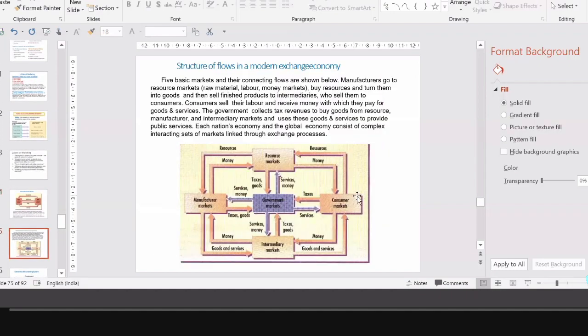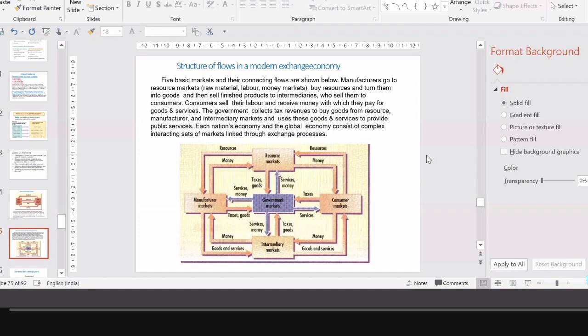The importance of this exchange process is depicted in this picture. Hope you are all able to see this. At the center of the whole circuit are the government and the markets. To the left is the manufacturer or the marketeer. And around us are the resources, intermediaries, and the consumers.